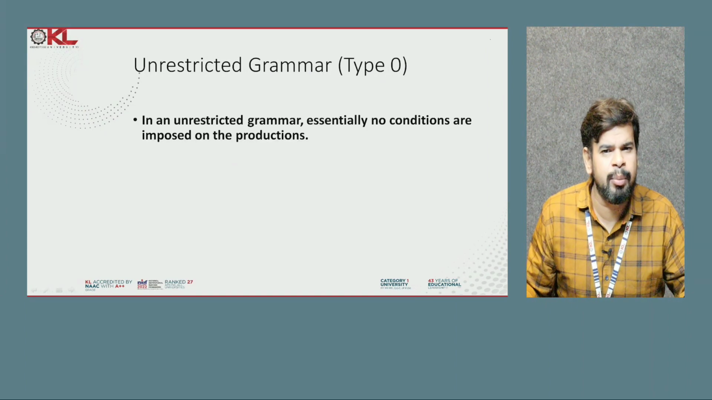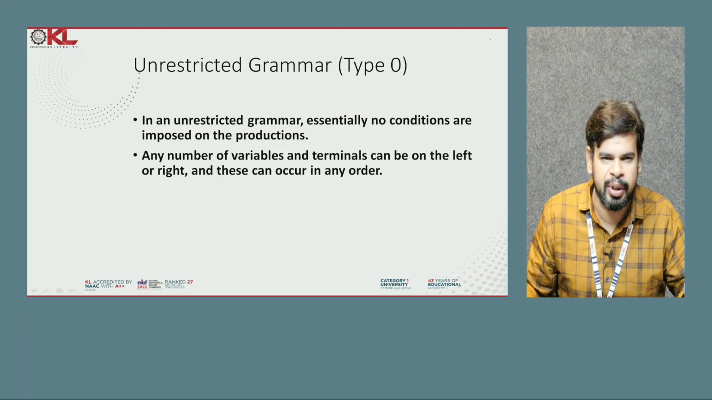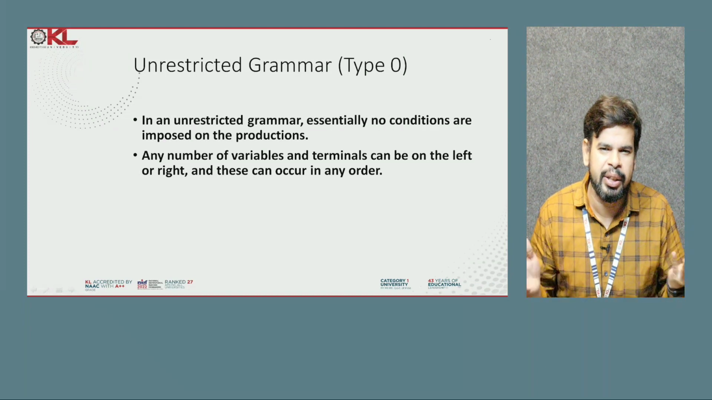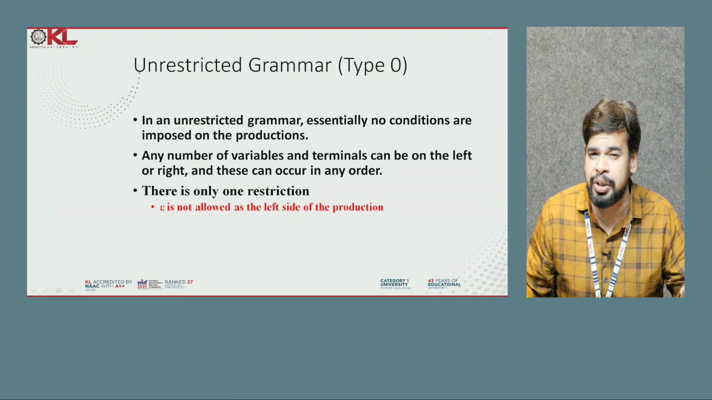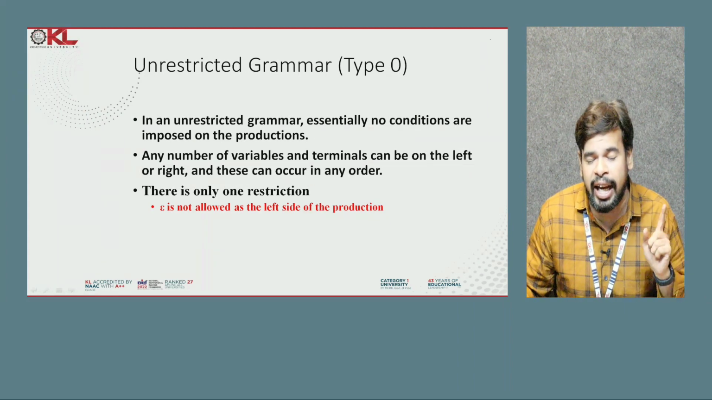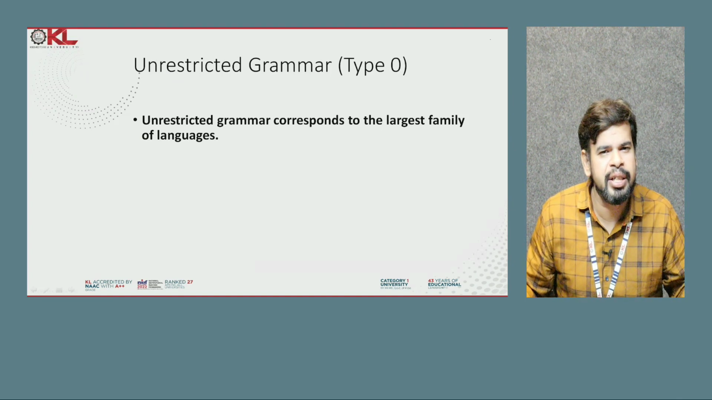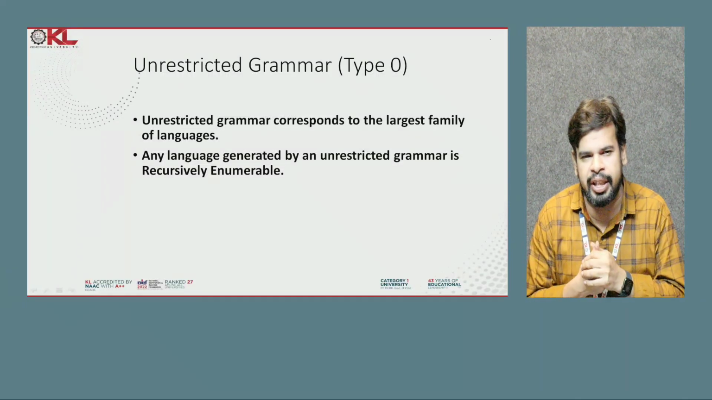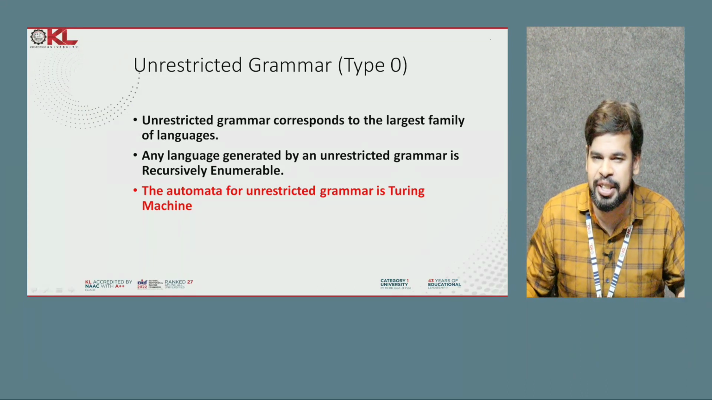Now, in the unrestricted grammar, there are no conditions imposed on the productions. That's why it is named unrestricted grammar. So, any number of variables and terminals can be on the left or right. These can occur in any order. There is no specific order that you need to follow. And there is only one particular restriction, as I have mentioned earlier: null is not allowed. That is, epsilon is not allowed as the left side of the production. That is the only rule that we need to follow here. Next, unrestricted grammar corresponds to the largest family of languages, and any language generated by an unrestricted grammar is a recursively enumerable language. The automaton for unrestricted grammar is a Turing machine.